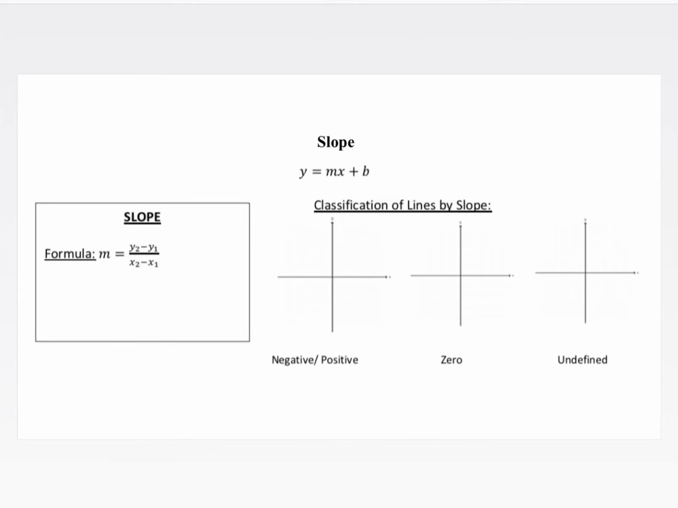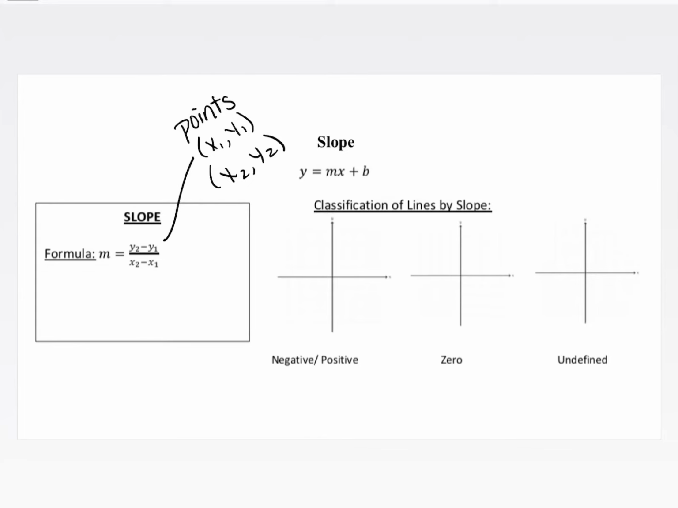Oftentimes we see slope referred to in slope-intercept form, or y equals mx plus b. Now there are three different ways that we can calculate the slope. We have m equals, because m is the variable that we use to represent the slope, y2 minus y1 over x2 minus x1. Now these values are all points. We have a point x1 comma y1, and then we have a point x2 comma y2.